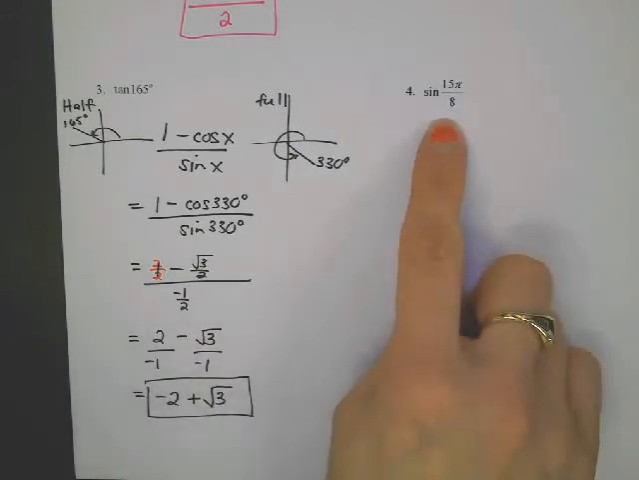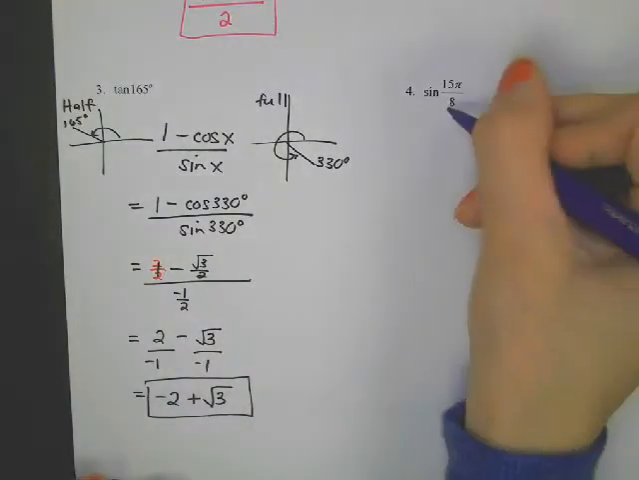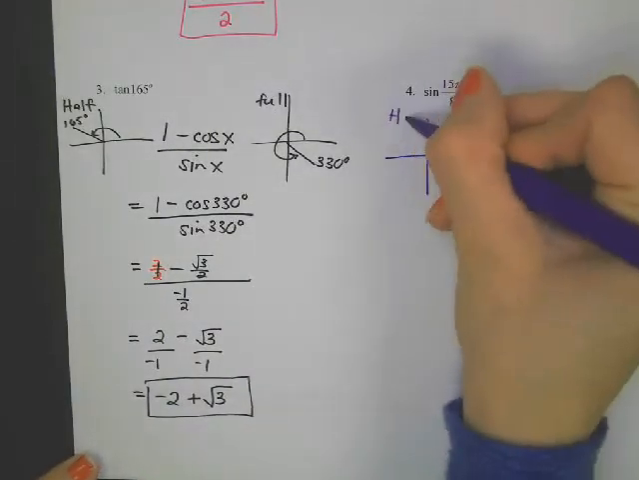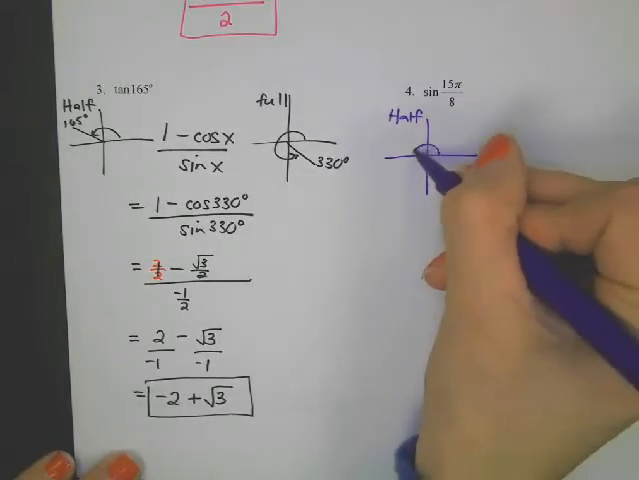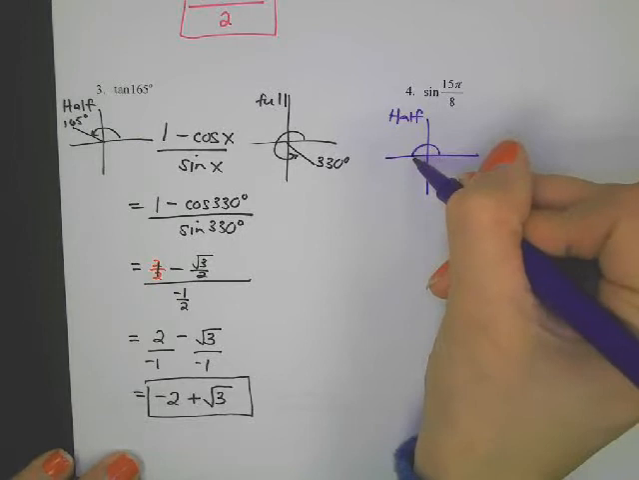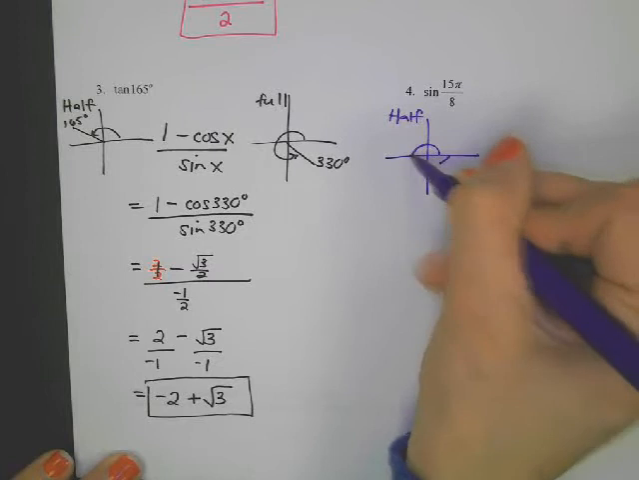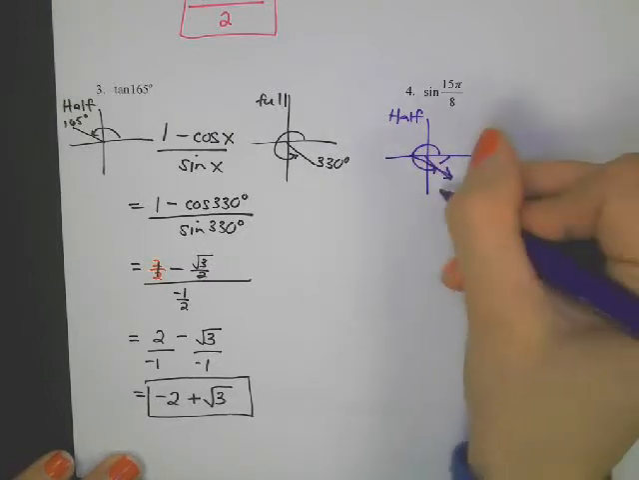All right, let's try a sine problem. Sine of 15 pi over 8. So what is the half? The half is 15 pi over 8. Where is 15 out of 8? I know 8 out of 8 is right here. And again, 16 would be too much, so we're going to stop right here. Right here. 15 pi out of 8.